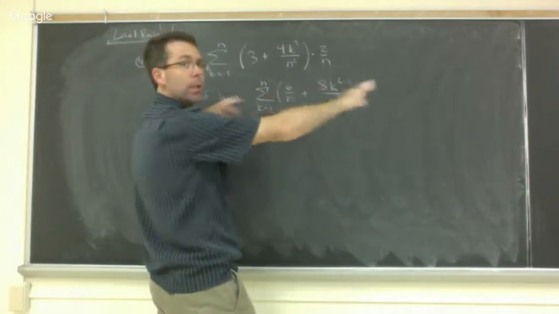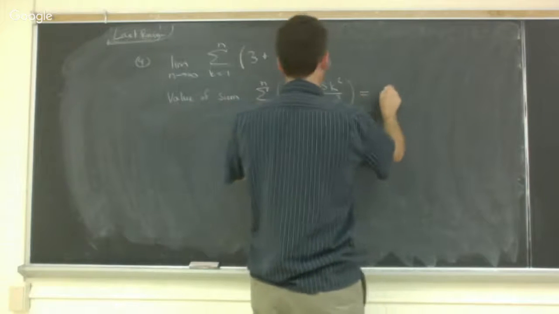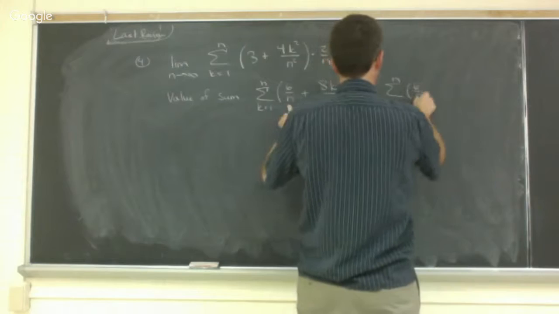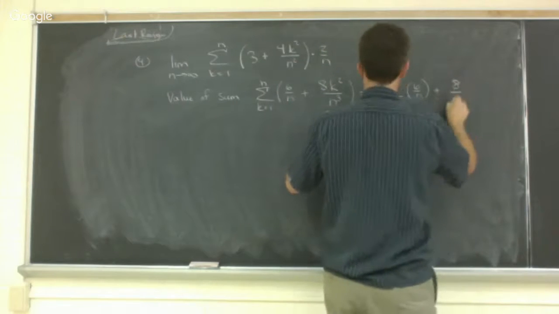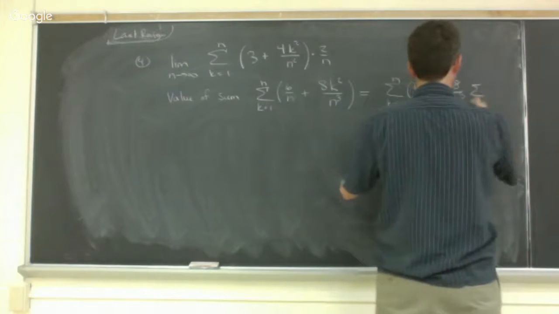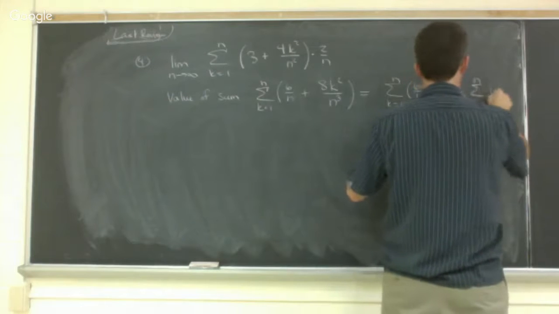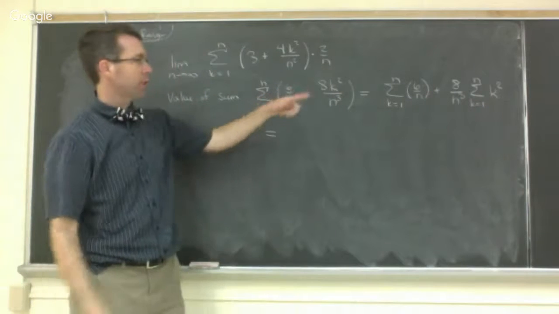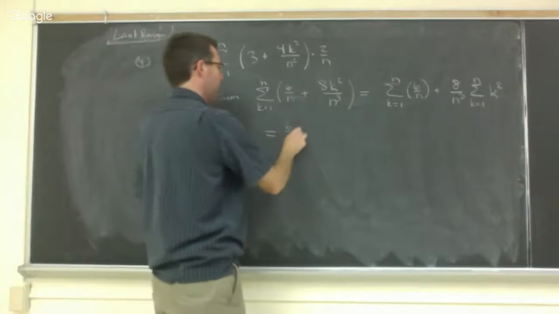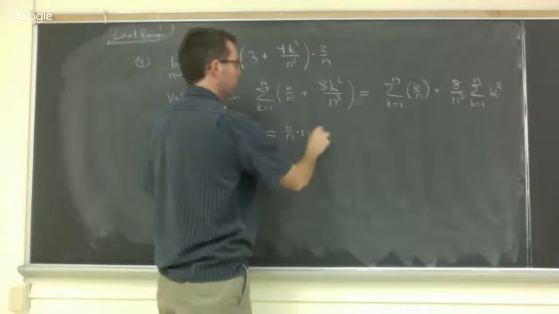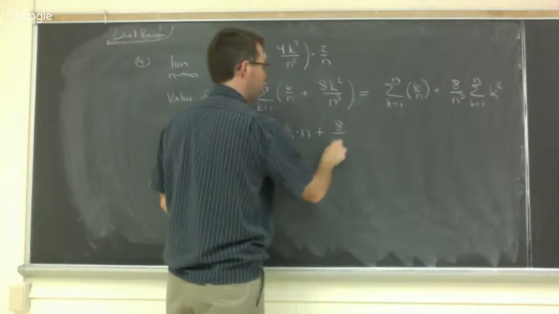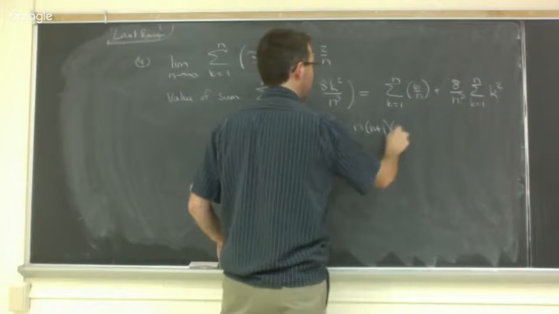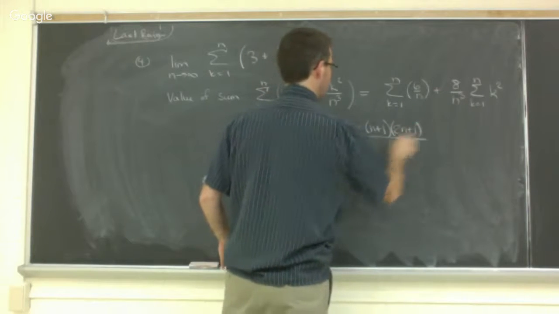Linearity lets me split this into 2 sums, so I get a sum of the constant plus the constant 8 over n cubed times the sum of k squared. So the sum of a constant is the constant times n. The sum of k squared would be given to you, and that is n times n plus 1 times 2n plus 1 over 6.